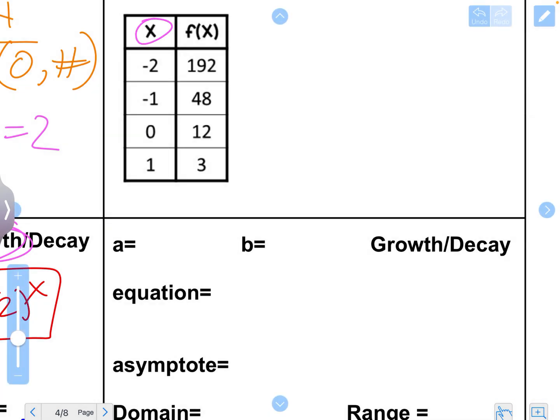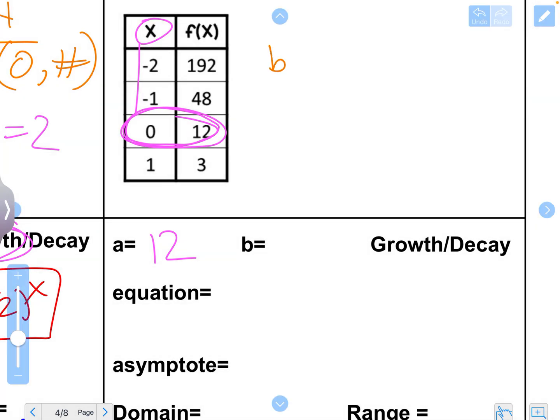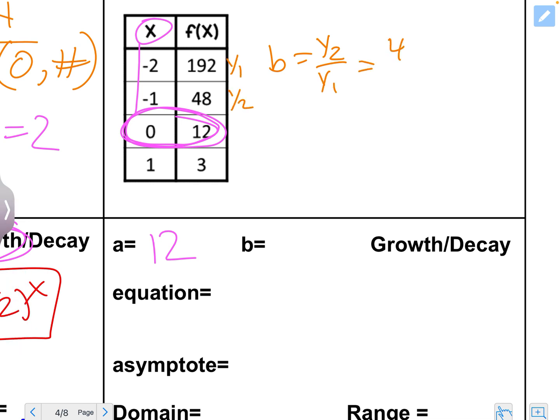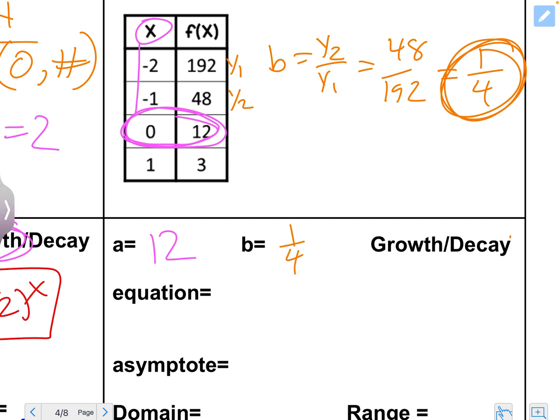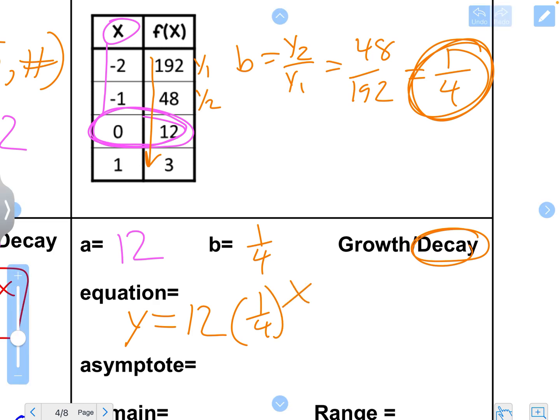And for the y-intercept, we start at the x, we go down our table until we find an x value of 0, and whatever number that y is, that's our y-intercept. B is y2 divided by y1. And that's going to simplify. We always simplify our fractions. 1/4, which is decay, and if we look at our table and follow the numbers, they are definitely getting smaller. So our equation is y equals, for our a, we're going to put 12. In parentheses, we're going to put 1/4, and then we make sure we have our exponent.